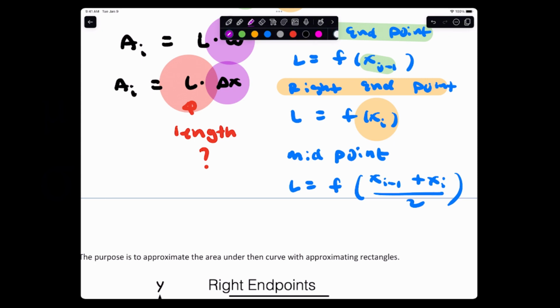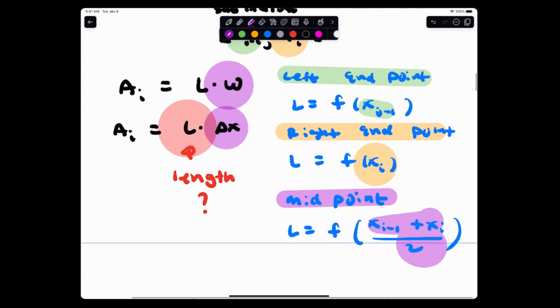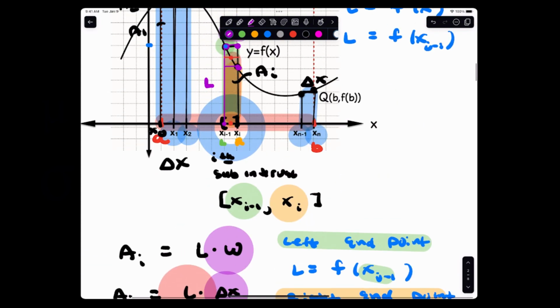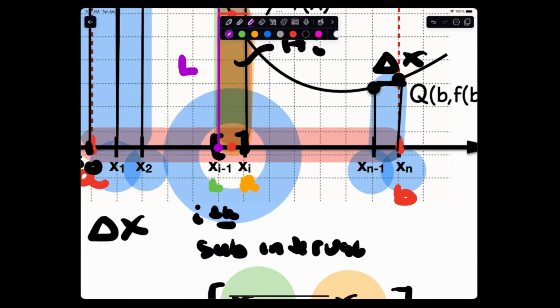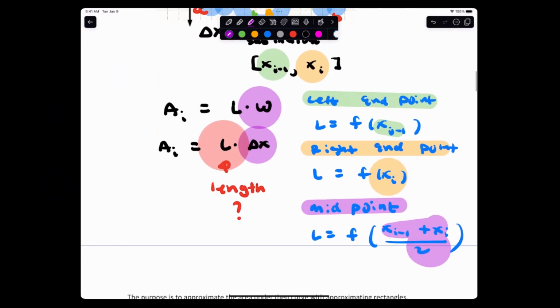Was it purple? I don't know. So this is going to be what you replace your length with here. And that's what I'm saying, right in here, right in the middle. I guess it was red. So red here.